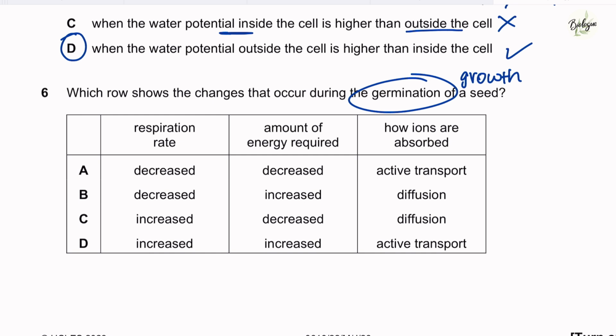More oxygen needs to enter the lungs, the metaphorical lungs of the seed, in order to make sure that it's producing enough ATP, which is our source of energy, right? So it has to increase respiration rates. Amount of energy required is therefore increased, and how ions are absorbed is active transport. So the answer therefore should be 6D.